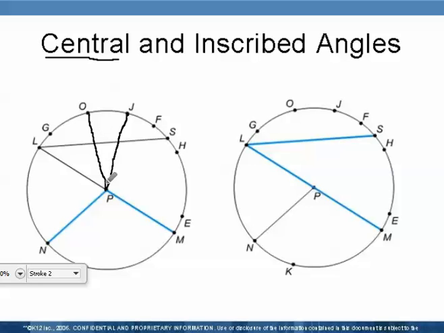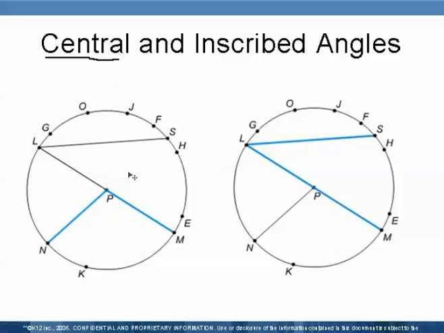So OPJ would be a central angle. Okay? Central angles have amazing things. The degree of the angle and the degree of the arc, which is the way we measure an arc, would be the same value. So that's going to be something that we're going to be able to use in what we're doing: the degree of the angle and the degree of the arc are the same.